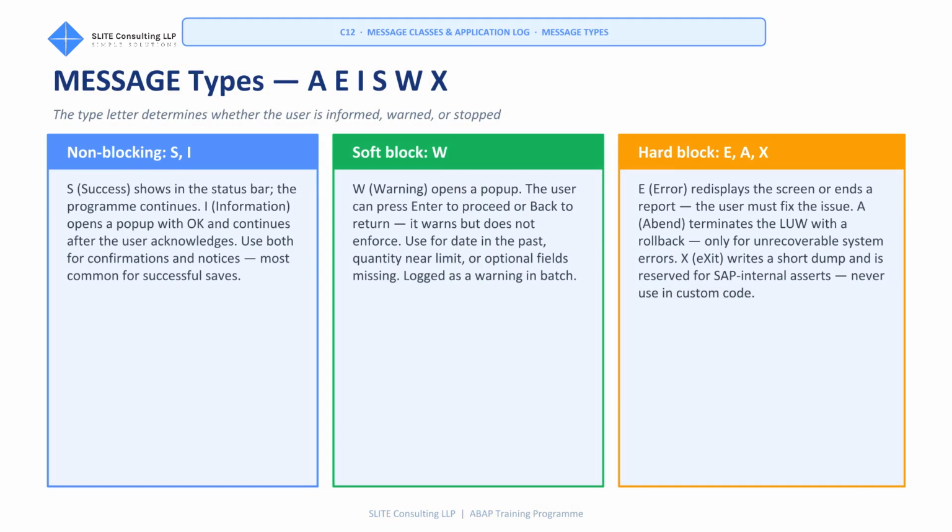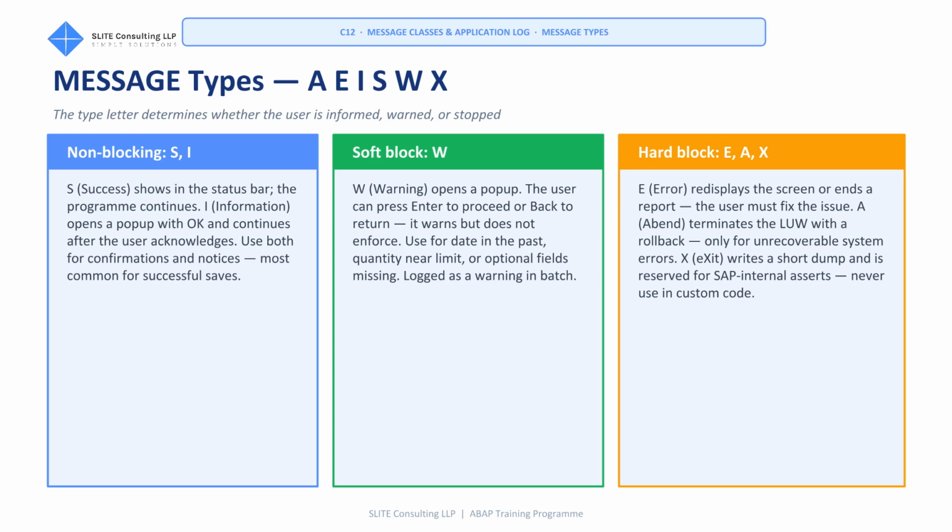There are 6 message types. S for success shows the text in the status bar at the bottom of the screen and continues immediately. No user action required. This is the most common type for confirmation messages after a save. I for information shows a pop-up with an OK button. The user must click OK, then processing continues.